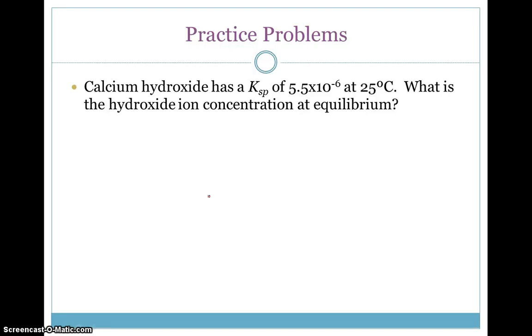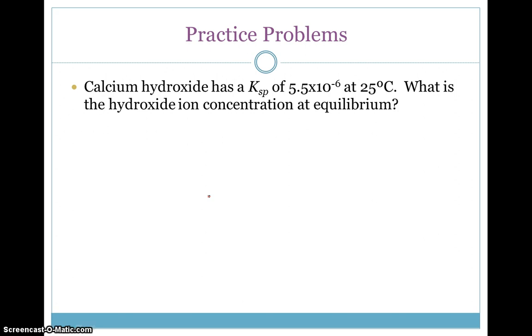All right, ladies and gents, we're going to work a practice problem for these Ksp things because, let's be honest, they're a little confusing. So let's give one a try. This is going to be the type of problem we learned on the very first day, just simply using the Ksp value to solve for the ion concentrations.